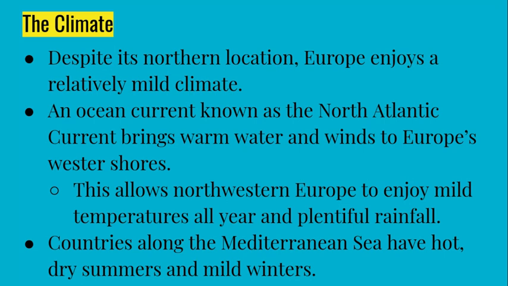So the climate, despite its northern location, Europe enjoys a relatively mild climate. An ocean current, which is known as the North Atlantic Current, brings warm water and winds to Europe's western shores. So this allows northwestern Europe to enjoy mild temperatures all year and plentiful rainfall. And countries along the Mediterranean Sea have hot, dry summers and mild winters. So it doesn't get as cold as the United States gets here. They do have more of a mild winter than what we see.